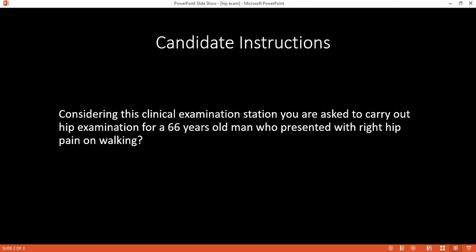How would you confirm the movements of the hip joint? Yes, I said we'll do the extension, flexion, adduction, and then rotation. Okay, can you present your case now?